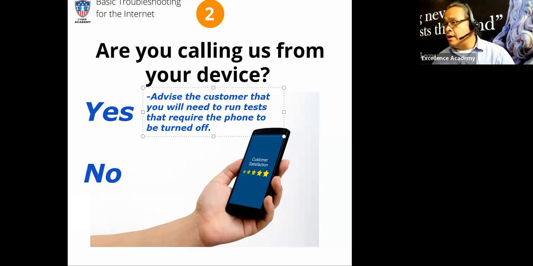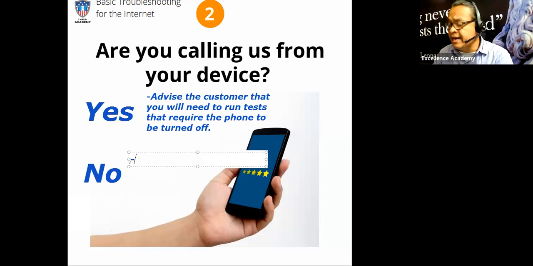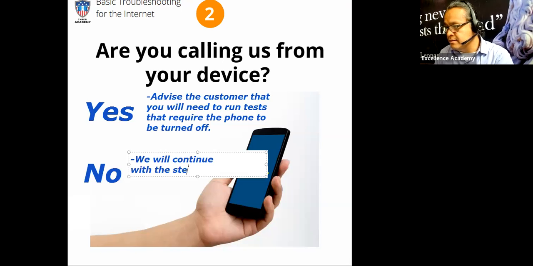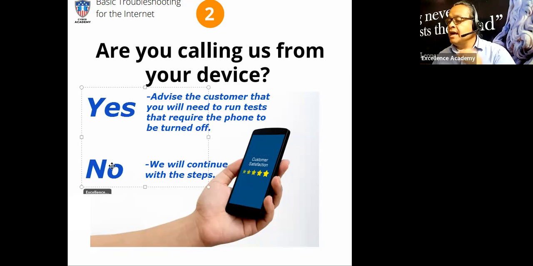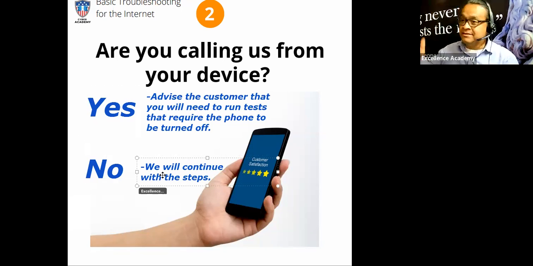If the customer says, no, I'm not calling you from my phone, I'm calling you from another phone that I have here, then that's great, perfect. So then we will continue with the steps. You understand? Okay, so listen to me. If the customer says, no, I'm not calling you from my device, I'm calling you from a different device, then you will continue the steps that are going to follow right now. All right, you will follow the steps that I'm going to tell you right now.